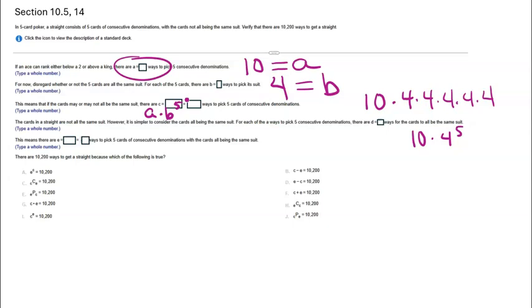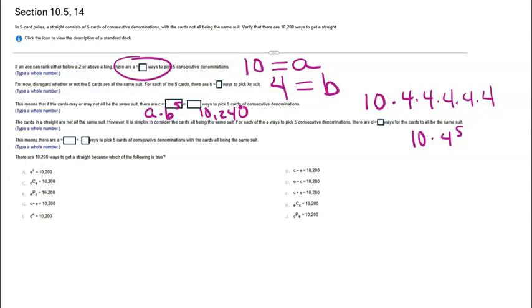All right? And then they want us to calculate it. So what is 10 times 4 to the 5th? I'm pulling out my trusty calculator. I'm going to type it in. So 10 times 4, hit my exponent button to the 5th, and that gives me 10,240. So far our calculation is we have 10 ways we can build this straight, and for each of those 5 numbers there's 4 different ways we can pick what suit that denomination comes from, and that gives us 10,240.